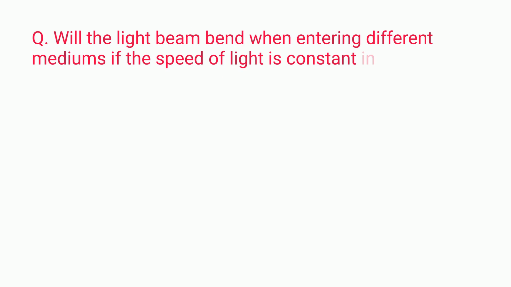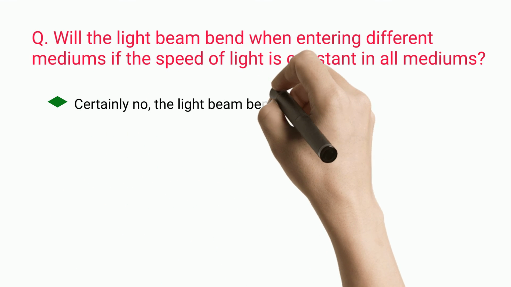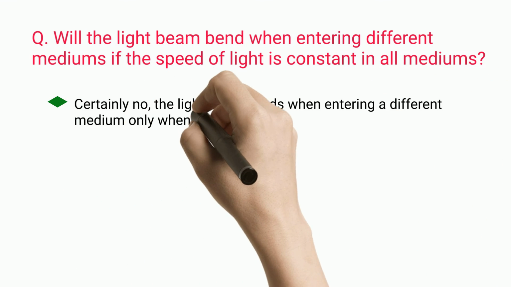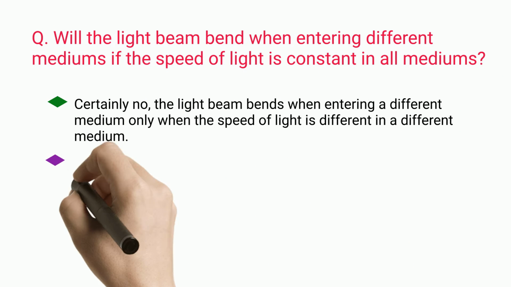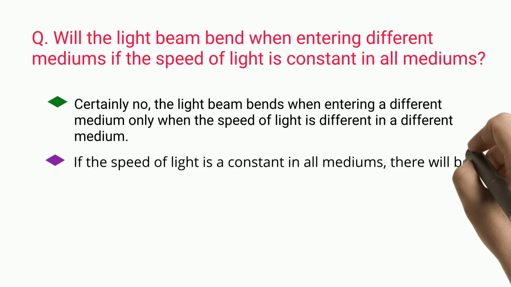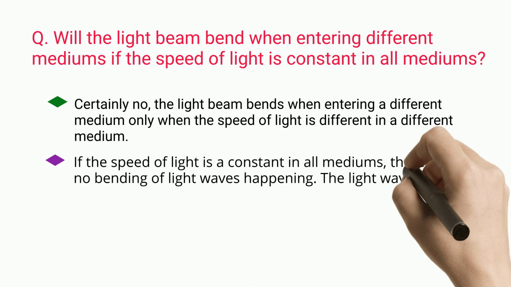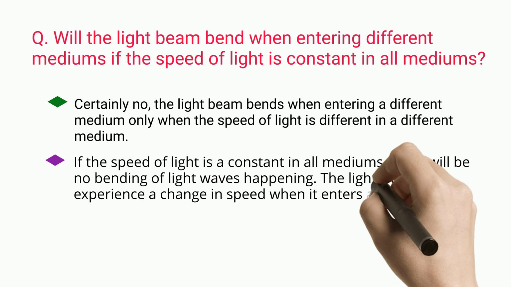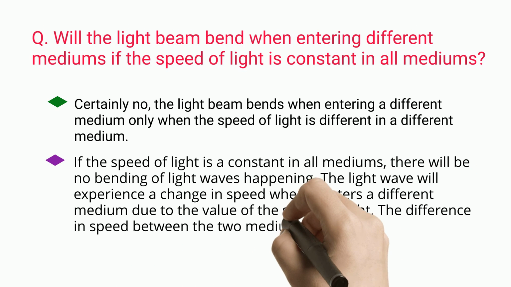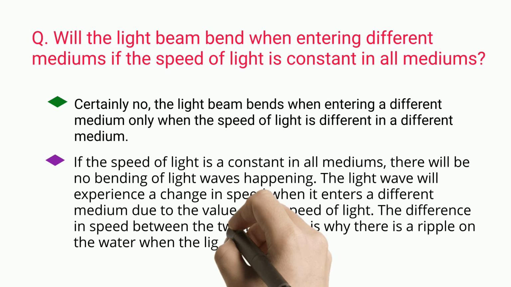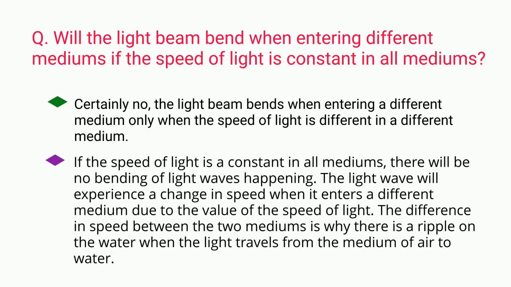Will the light beam bend when entering different mediums if the speed of light is constant in all mediums? Certainly not. The light beam bends when entering a different medium only when the speed of light is different in a different medium. If the speed of light is constant in all mediums, there will be no bending of light waves. The light wave will experience a change in speed when it enters a different medium due to the value of the speed of light. The difference in speed between the two mediums is why there is a ripple on the water when the light travels from the medium of air to water.